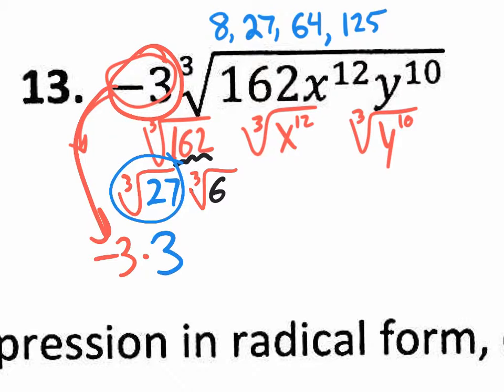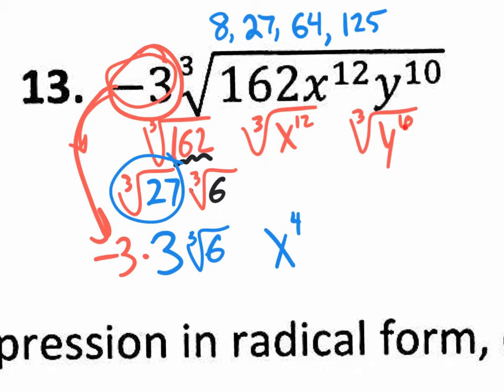But so far, I have the cube root of 6 that comes down. And now how about this guy? The cube root, what do I do with this 12? Turns into a 4. 12 divided by 3 is 4. So that's going to become x to the 4th, no more cube root. And how about this last one?